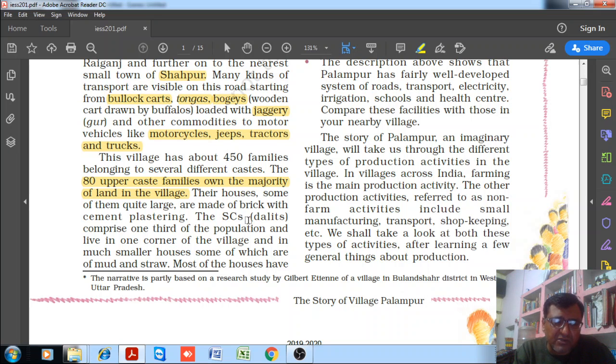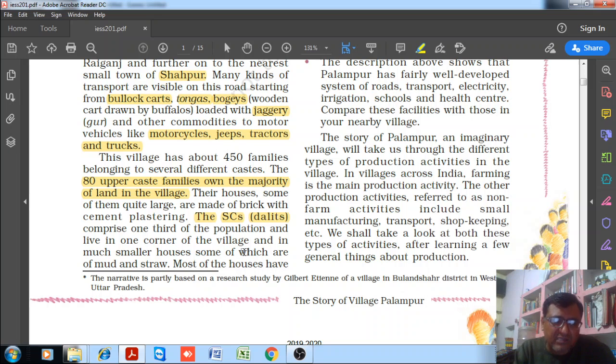Some SC communities, you know that we call them Dalits. Mahatma Gandhi ji coined this term for SC communities, Dalits. They comprise 1/3 of the population, and they live in one corner of the village. So one scene of the village is described here for you: some upper caste families are there, 80 families, and they own maximum land in Palampur village, and some of them are SC community people, Dalits, and they are 1/3, means 33% of the population, and they live in one corner of the village. They do not live everywhere or in any direction.